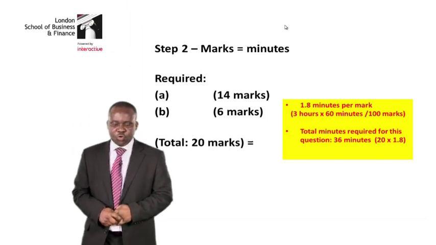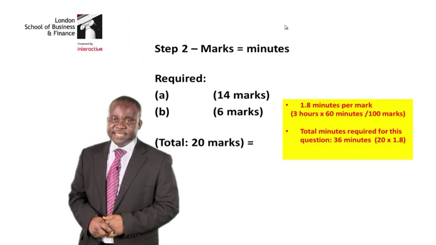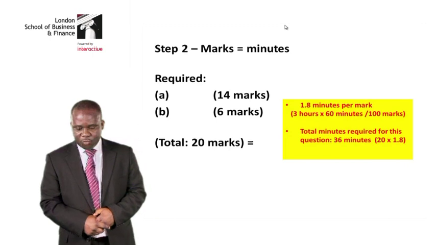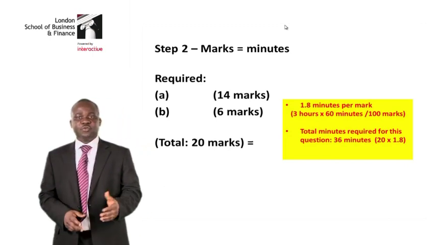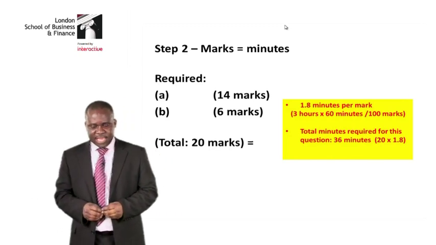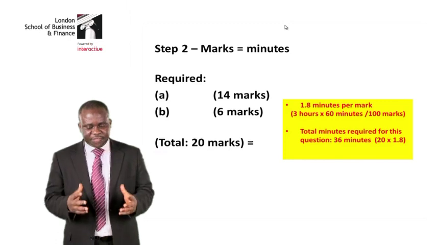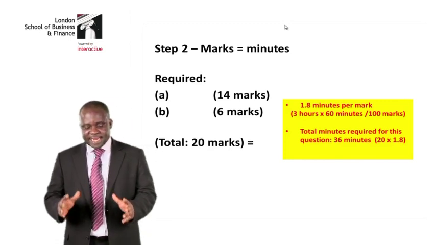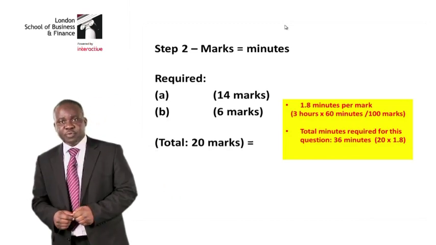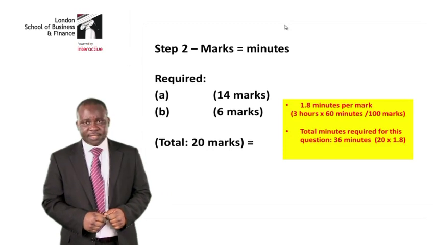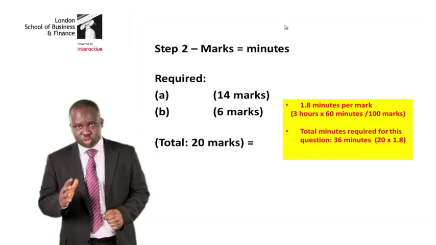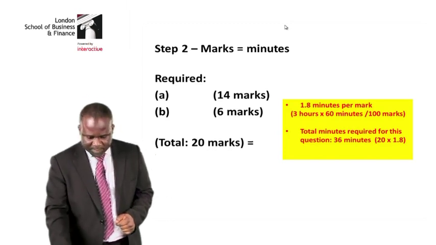Okay, so if you look at requirement A, that is asking for 14 marks. Then you multiply the 14 by the 1.8. You multiply the 6 for B by 1.8. And then you know the total amount. So if this is a 20-mark question, then the total minutes you would need will be 20 multiplied by 1.8. And that will give you 36 minutes. So such a question should be answered within 36 minutes.